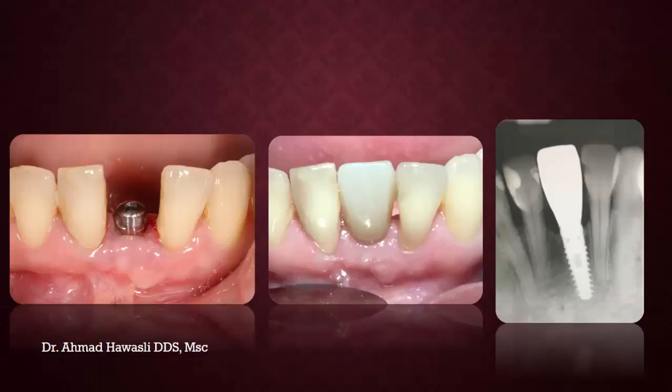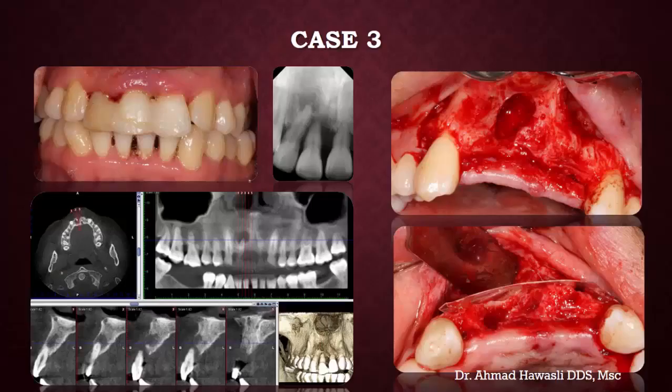And here we did the stage 2, and we can see now the final picture and the X-ray, which were taken 2 years after the restoration of the implant. We can see we have very good tissue architecture, healthy gingival tissue, and good bone level. There was no defect or any bone loss around the implant.